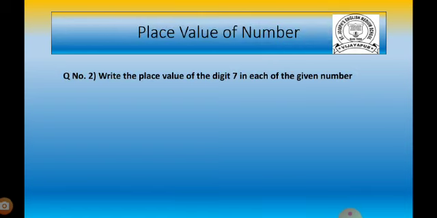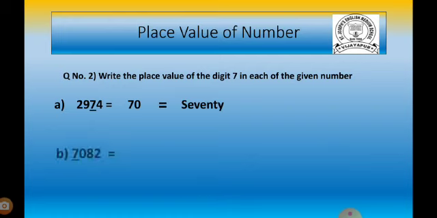Now let us move to the next part. Question number 2, places of the number. In this question, write the place value of the digit 7 in each of the given numbers. Here we have to observe only the digit 7. The first question is 2974. See, I have underlined the 7 so you can identify it easily. What is the place value of the 7? It is in the tens place. How do we read this tens place number? 70. Like this, we have to write the answer.